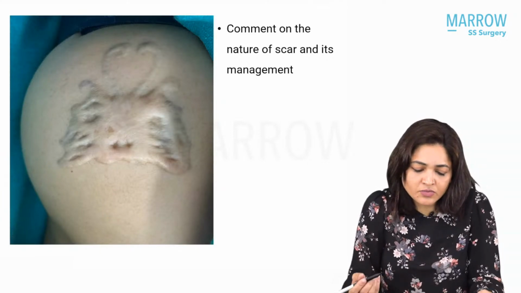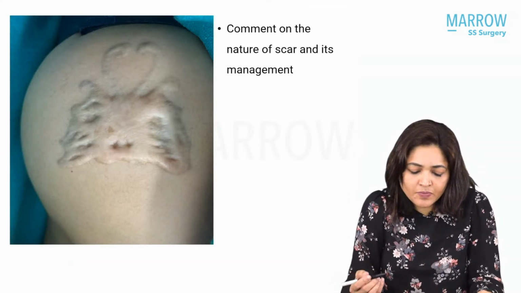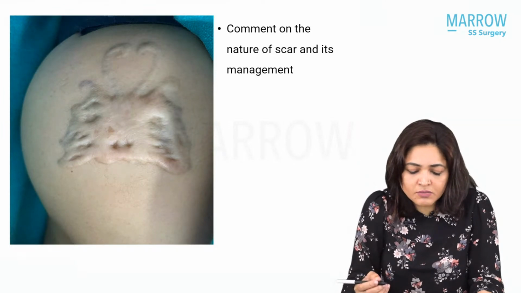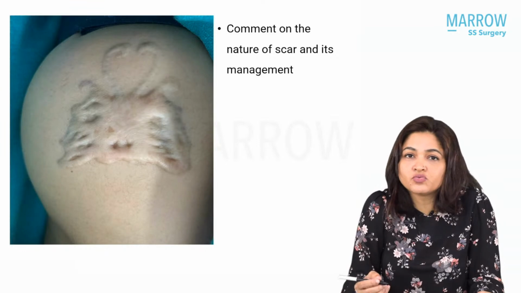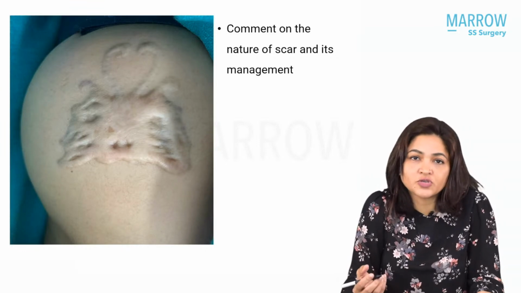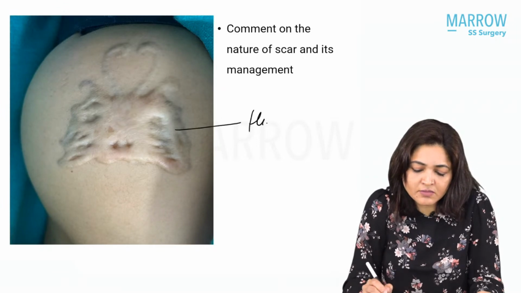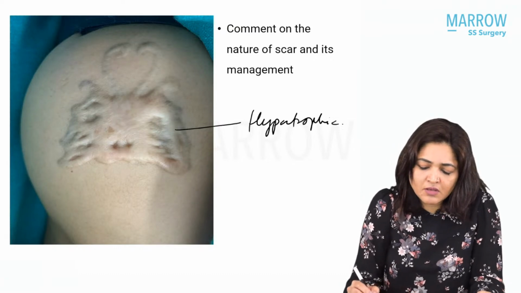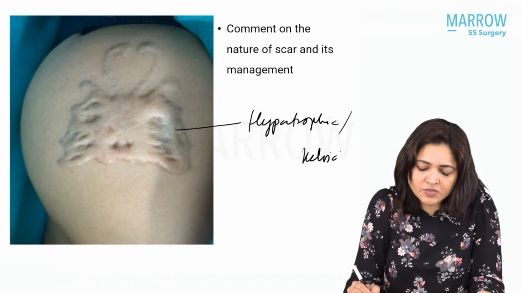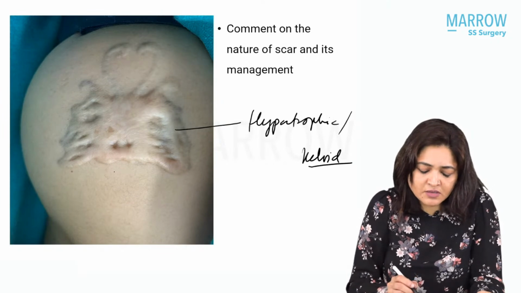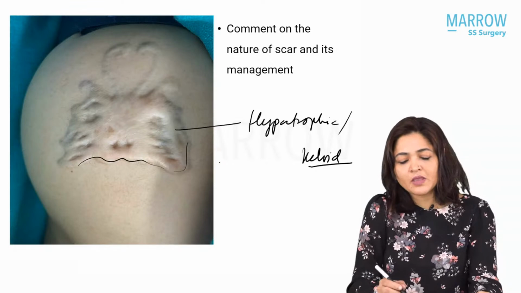Again, coming to this, what can you see here? You can see a certain shape which is elevated. So, you can be asked what is the etiology of this. What you can see here is just a hypertrophic scar, or rather you can say query keloid is possible, since it is spilling out of the margins probably.